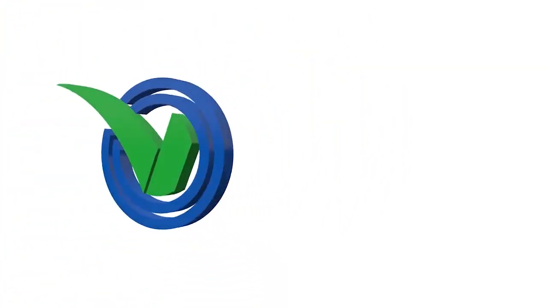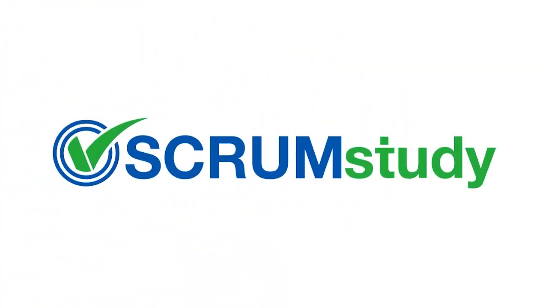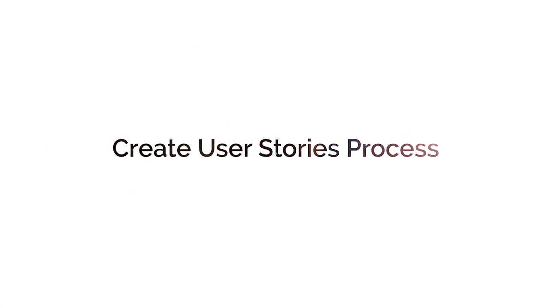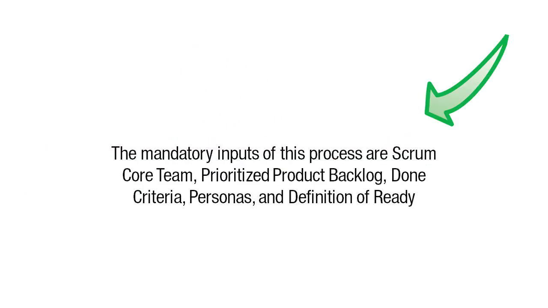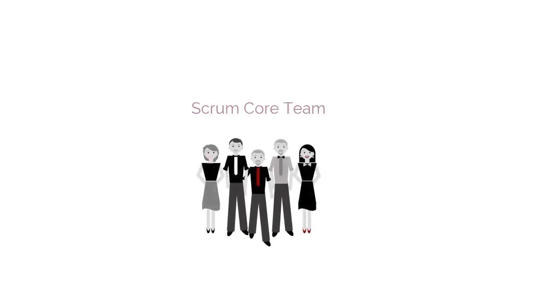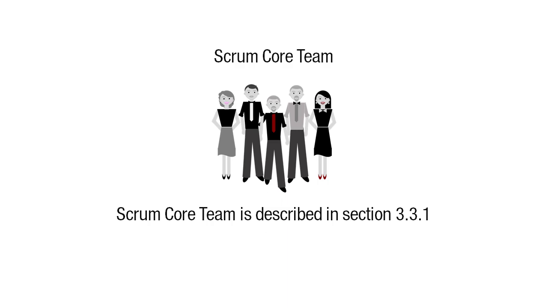Let us now discuss the mandatory inputs, tools, and outputs of the Create User Stories process. The mandatory inputs of this process are Scrum Core Team, Prioritize Product Backlog, Done Criteria, Personas, and Definition of Ready. Scrum Core Team. The Scrum Core Team is described in Section 3.3.1 of the SBOK Guide.